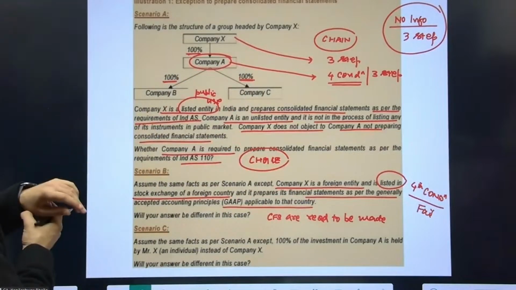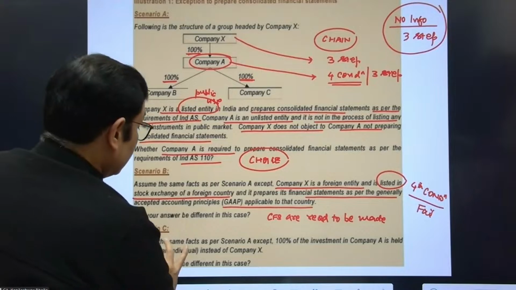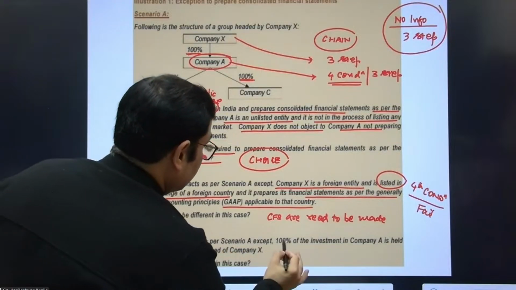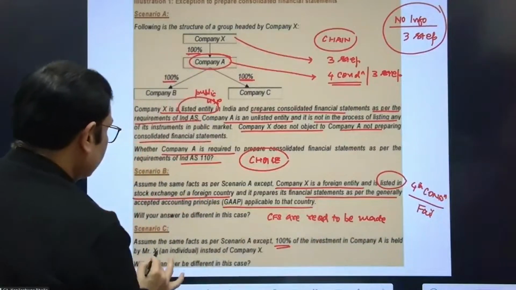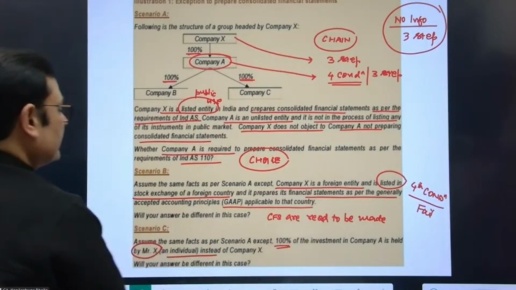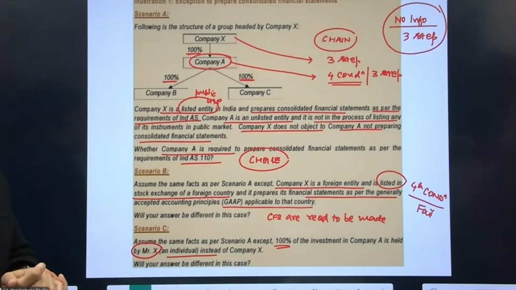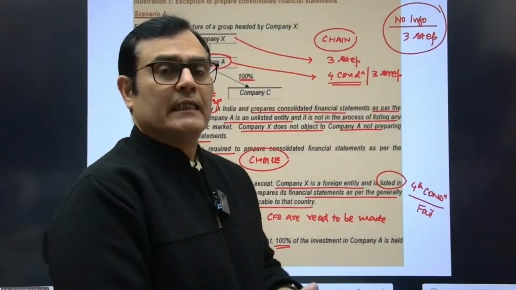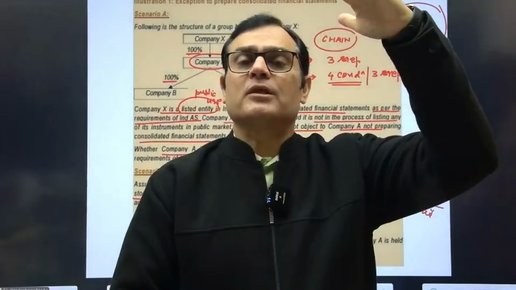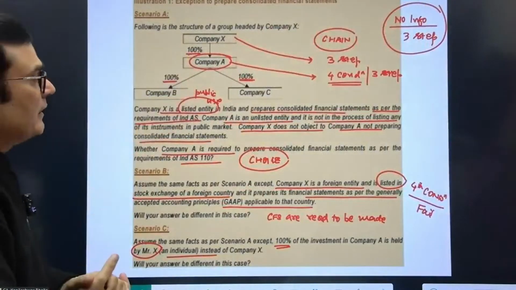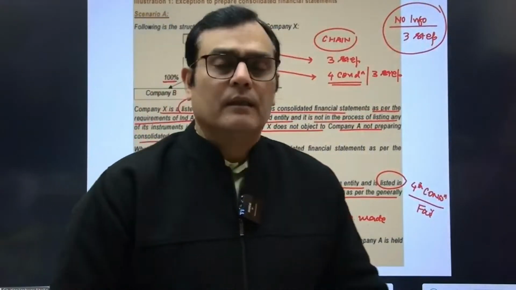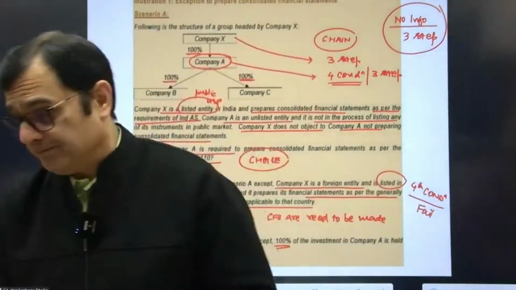Now, this next one is something which I'm going to ask you. Assume the same facts in A, except that 100% of the investment in A is held by an individual instead of company X. Let's get your answers on that, friends. If the company on the top is not a company but an individual Mr. X, if Mr. X has got 100% stake in company A, would company A be able to avail the choice under para number 4? I did not teach you that. Let's see, what do you say?